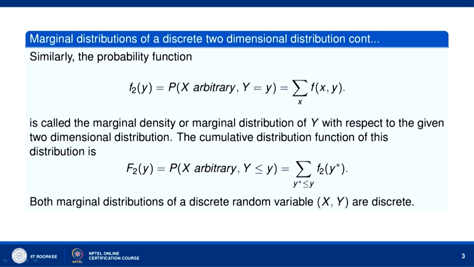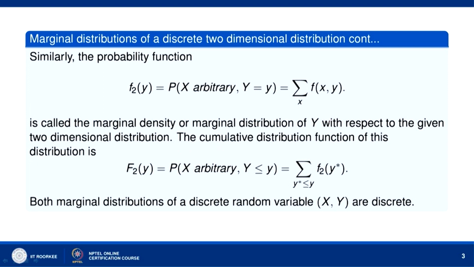In the case of the marginal density function of Y with respect to the given two dimensional distribution, we have f2(y) equal to the probability that X is arbitrary, Y equal to y. This is defined in a similar manner as the marginal density function or marginal distribution of X with respect to the joint distribution (X,Y). So, the probability that X is arbitrary, Y is equal to y is sigma f(x,y), where the sum is taken over the values that X takes. This is called the marginal density or marginal distribution of Y with respect to the two dimensional distribution.